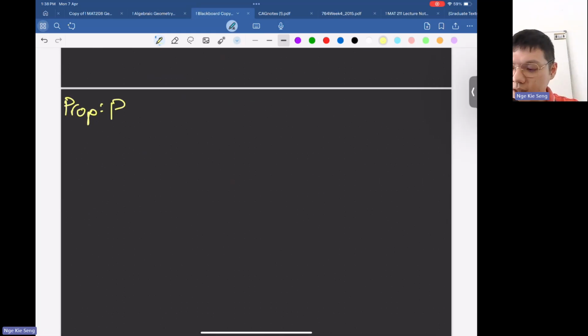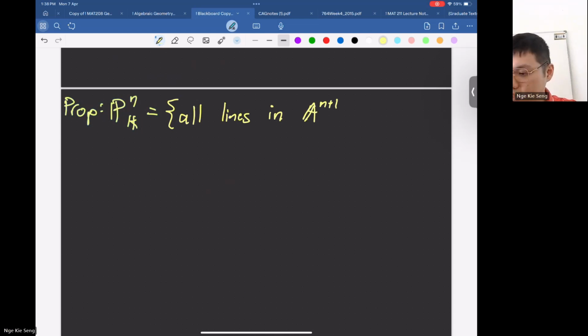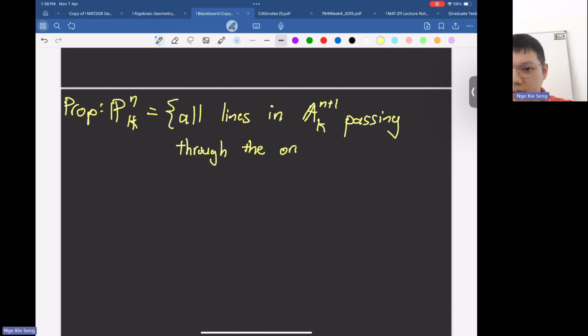Okay, the next proposition is what we have discussed before. What is a projective n-space? It is all lines in K^(n+1), that is, the (n+1)-dimensional affine space passing through the origin. The equality here is not very precise, because I didn't throw away the origin. If I take all the lines without the origin, then it works. If you include the origin, maybe you just have a bijection.